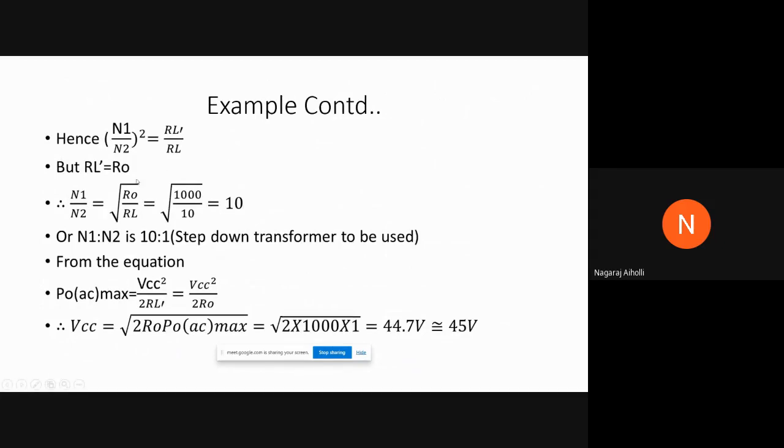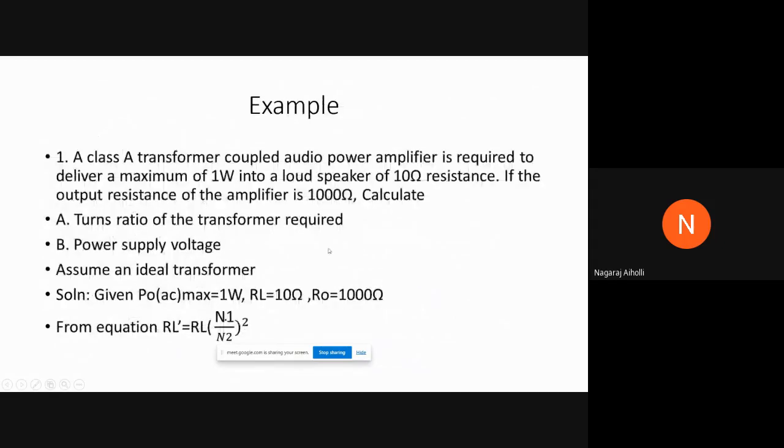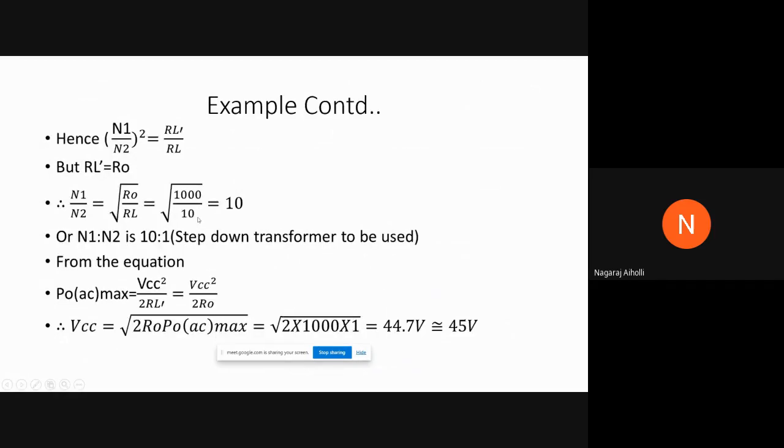If we take RL dash equal to R naught, then N1 by N2 square will be R naught by RL, or N1 by N2 will be square root of R naught by RL. R naught is 1000 and RL is 10 ohm. Therefore, square root of 1000 by 10, that is square root of 100, will be 10. N1 is to N2 will be 10 is to 1. That means we have to use a step down transformer here, because primary turns are more than the secondary turns.